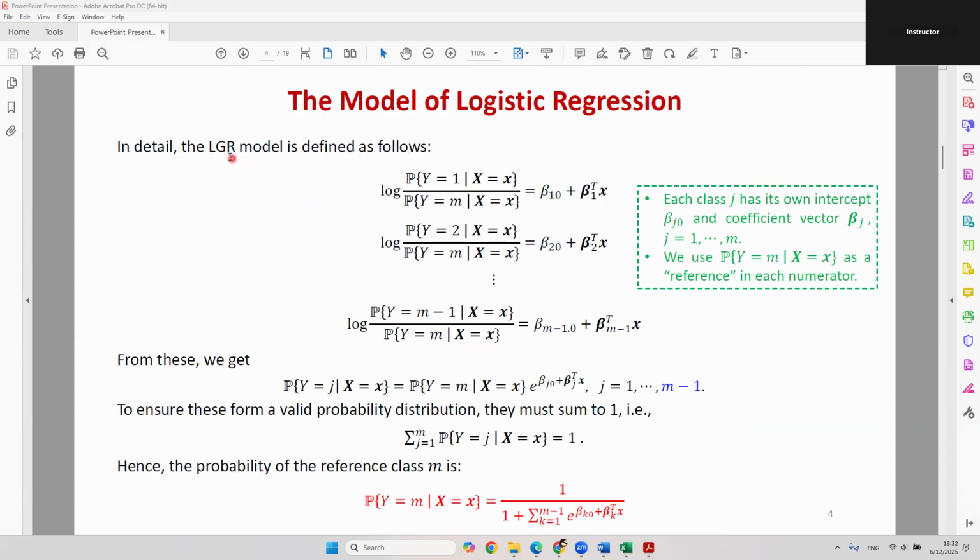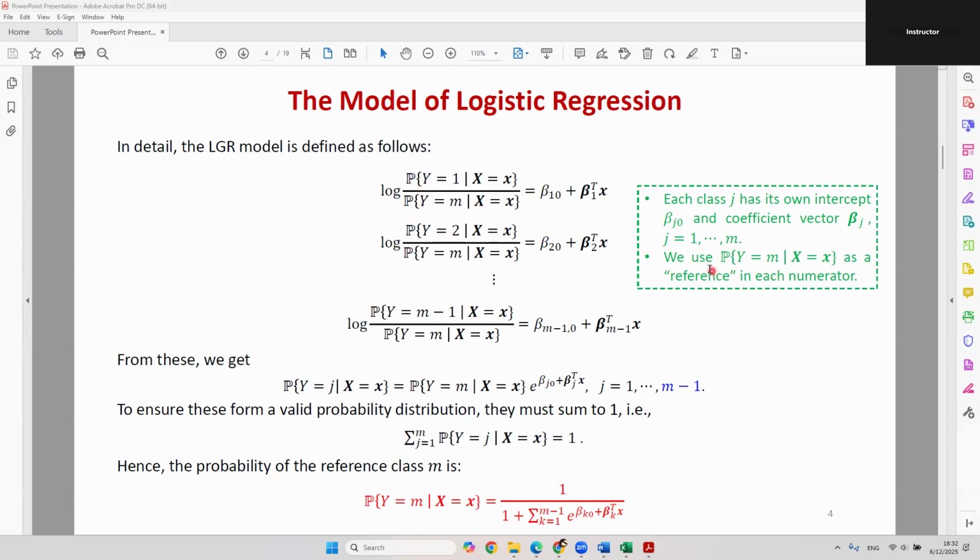So the logistic regression can be modeled in this way, and the numerator is the different labels given x equal to x, and the denominator is fixed. We call it a reference. Wait, sorry. Here, in each denominator, not a numerator. Sorry, here y equal to m. Here's a typo. I will change it.